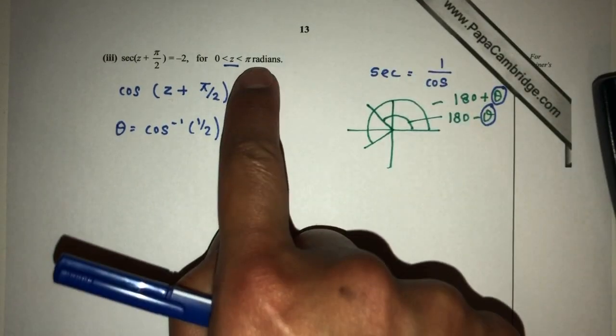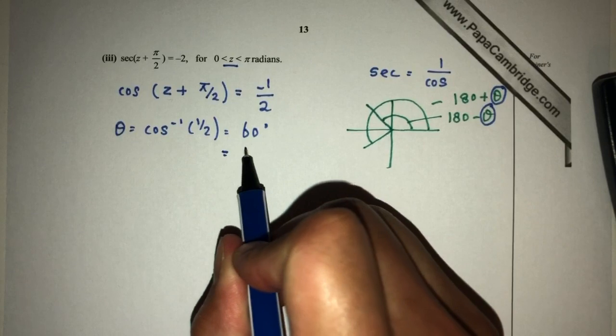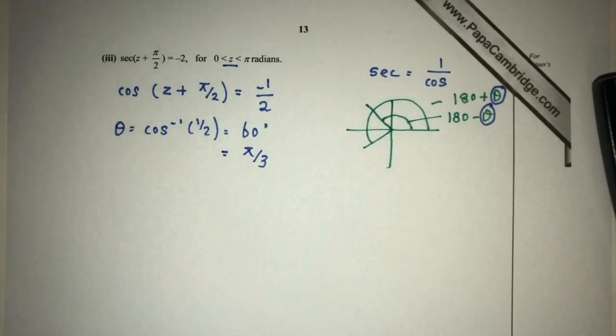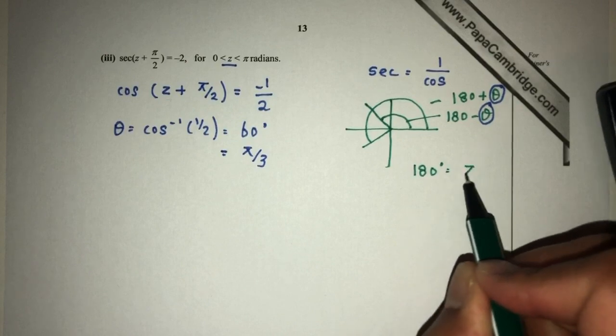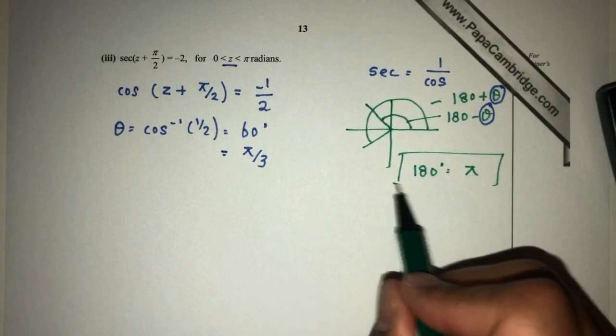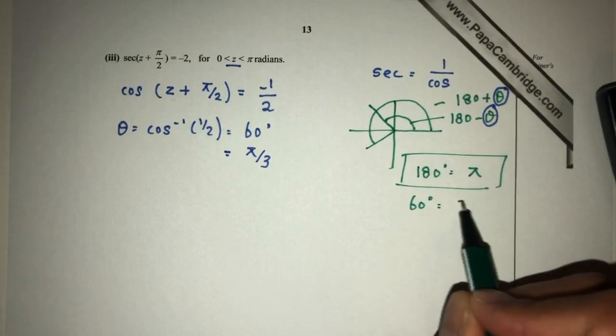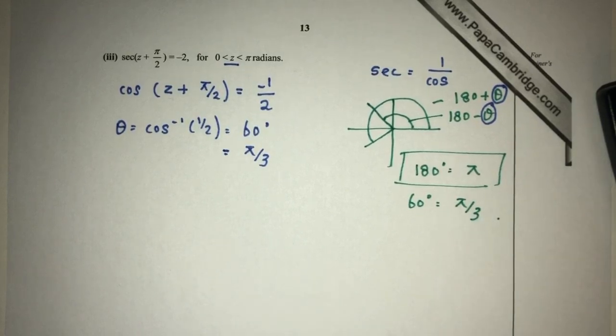But here we have to work with radians. Of course, we can just convert. That will be pi over 3, because something we know is that 180 degrees is pi. We have to know this. So 60 degrees will be pi by 3. Okay, so now what can we do?